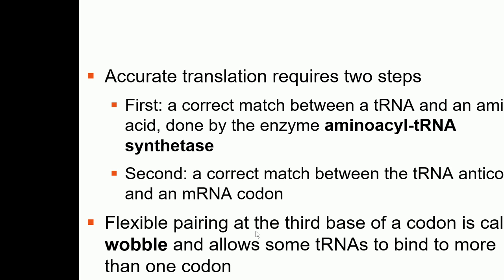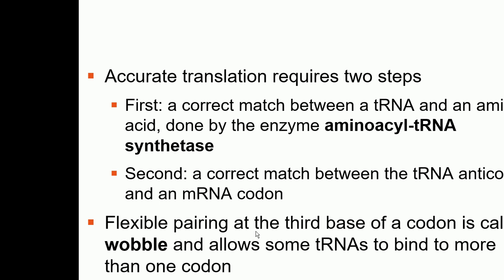Now, how can one transfer RNA recognize more than one codon? The reason is that the third ribonucleotide in some of the transfer RNAs is modified and it can actually recognize more than one nitrogenous base. Like G usually recognizes C, but there is some modification in the third ribonucleotide in the transfer RNA, and that modified nucleotide, if it is G, can recognize C and can also recognize A.